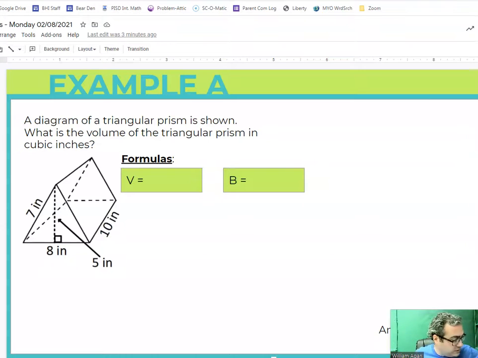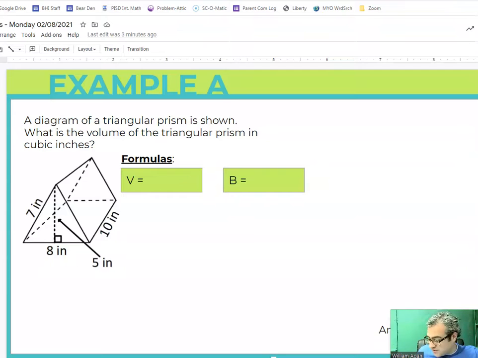Okay, let's look at example A first. We have a triangular prism. A diagram of a triangular prism is shown. What is the volume of the triangular prism in cubic inches? Remember, volume is cubic units, so this is inches, it's going to be cubic inches.